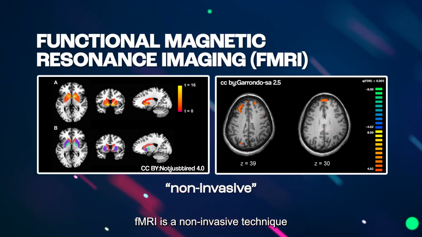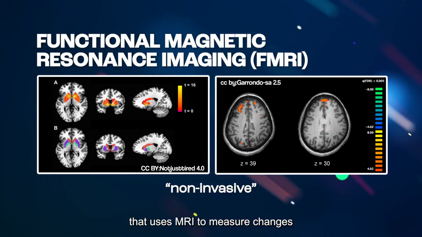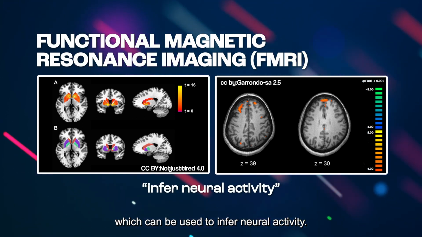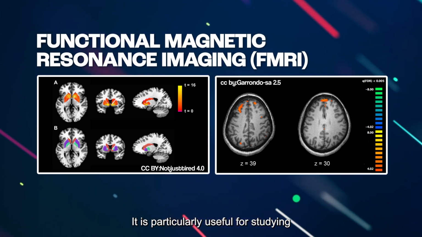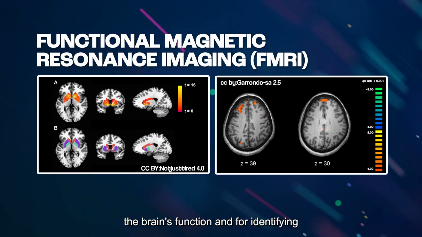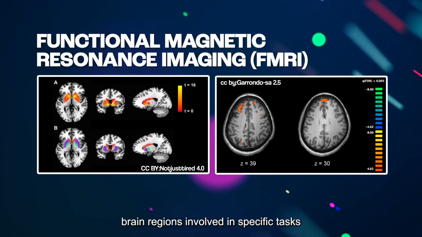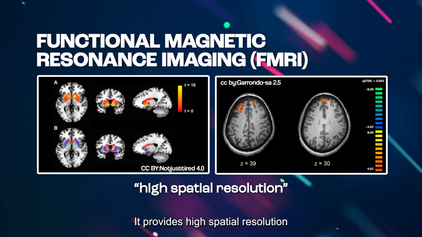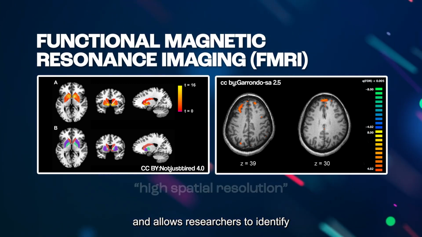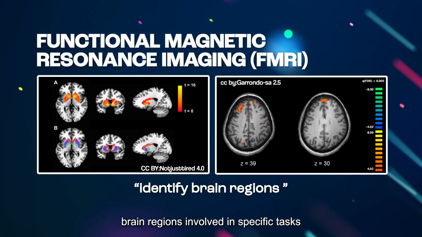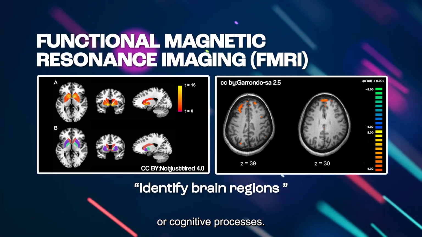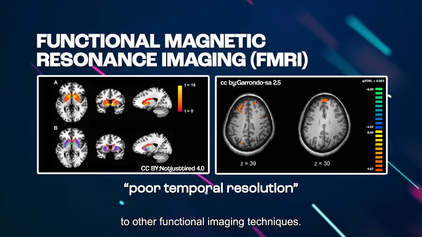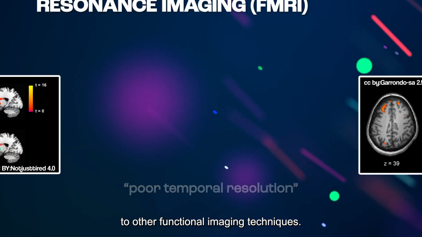fMRI is a non-invasive technique that uses MRI to measure changes in blood flow to different regions of the brain, which can be used to infer neuroactivity. It is particularly useful for studying the brain's function and for identifying brain regions involved in specific tasks or cognitive processes. It provides high spatial resolution. However, it has relatively poor temporal resolution compared to other functional imaging techniques.